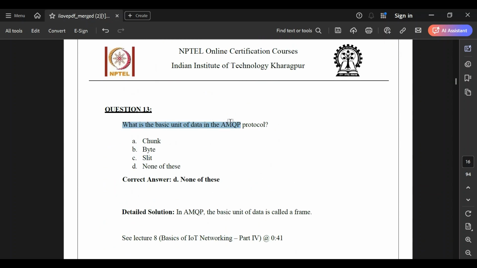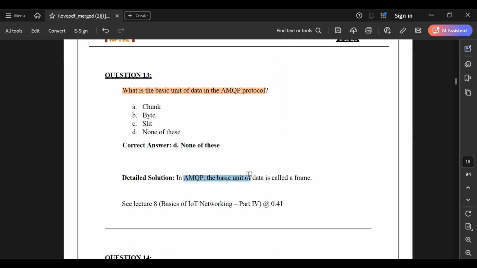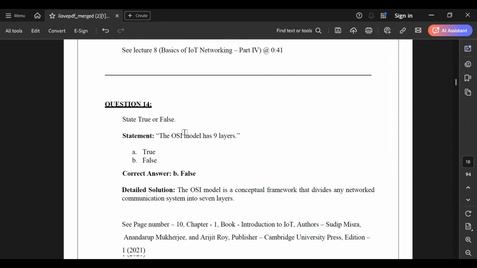What is the basic unit of data of the AMQP protocol? This is the data frame. So the frame is not given here. So none of these options is correct, which means option D will be correct.